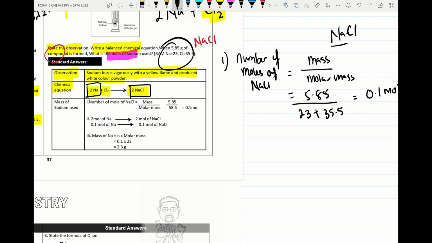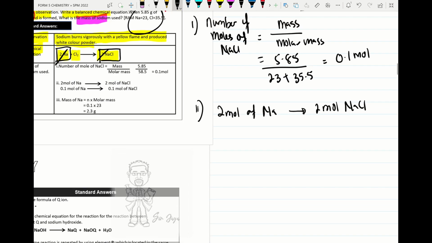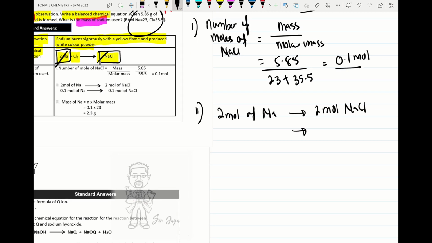We need to find the mass of sodium. Therefore, we try to do the ratio of moles from the equation. 2 moles of sodium produce 2 moles of sodium chloride. I write down the information given in the equation. Alright, so we try to check this one. So we put here 0.1 mole of sodium chloride is produced from 0.1 mole of sodium. Alright, so now we already get the 0.1 mole of sodium.